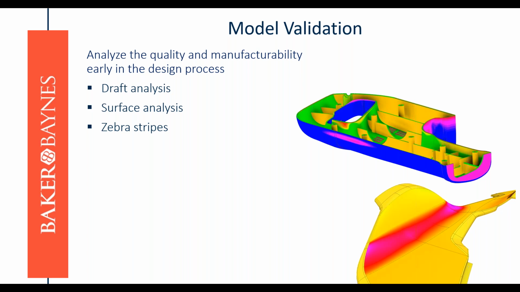So you can see there in the image they did a model validation. Any red areas that you can see are where it might break, or there's a little bit less, where there's more tension on that part. Right, so this will help you as you design. When you manufacture this part, this is where there's more stress and this is where there's less stress. So you can see there's a draft analysis, a surface analysis, and zebra stripes.